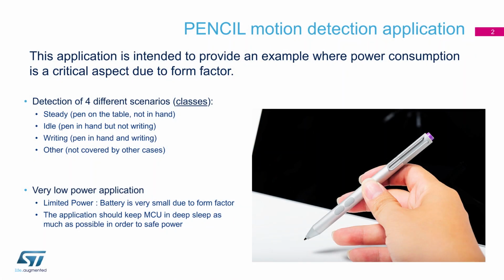The pencil motion detection application we are going to analyze is intended to provide an example where power consumption is a critical aspect due to the form factor. Our LSM6DSOX fixed on a pencil will be programmed in order to detect these four different scenarios or classes. Steady, pen is on the table. Idle, pen is in your hand but you're not writing. Writing, pen is in your hand and you're actually writing. Or other, not covered by the other cases.